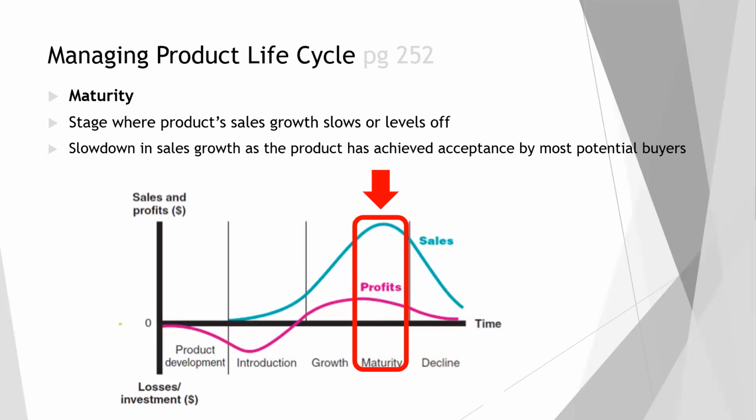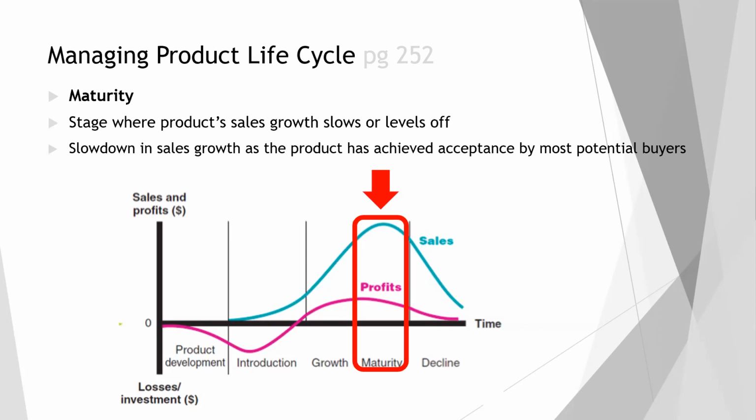And then our fourth stage is maturity. This is where we've matured. We're not going to be growing anymore. The growth is going to slow down and level off. And the slowdown is caused because our product has achieved acceptance by most potential buyers.